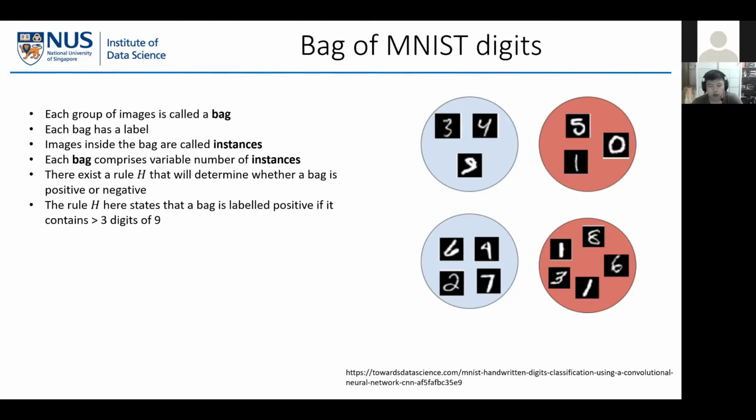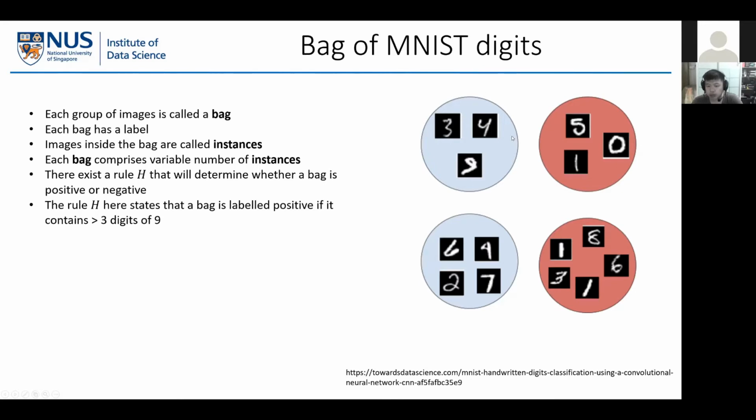Basically, this is a way for us to formulate multiple instance learning for a problem in which we are given a group of images. We call each group unit a bag, and inside this bag, we have images, which we call instances. So each image inside each bag is one individual instance.